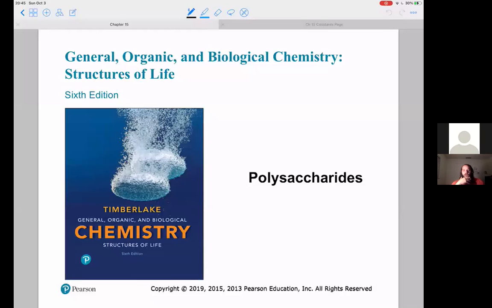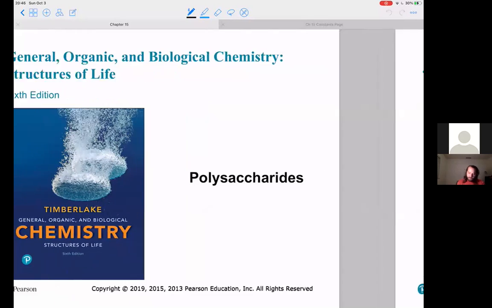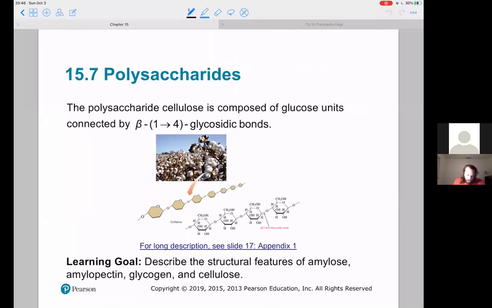All right, so last thing we're going to do is talk about a few polysaccharides. We're really going to just learn some fun facts about the most common polysaccharides. First of all, polysaccharides are, as we've talked about before, connecting more than two monosaccharides together. They're used for both storage of sugar to be used as energy, as well as structural features.